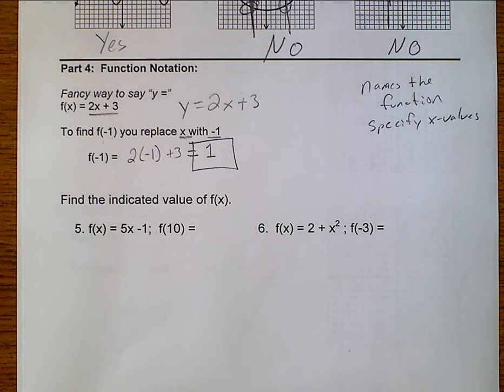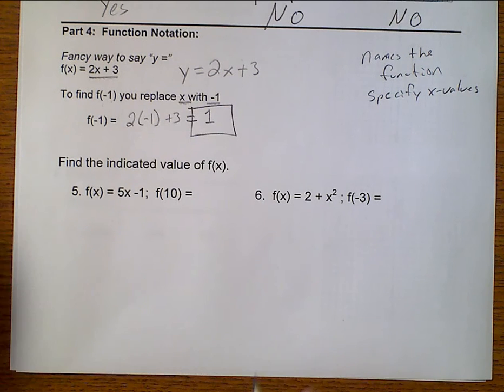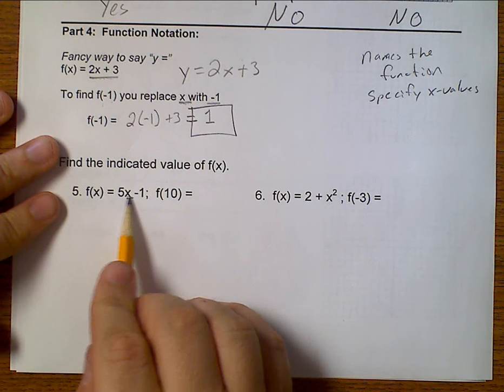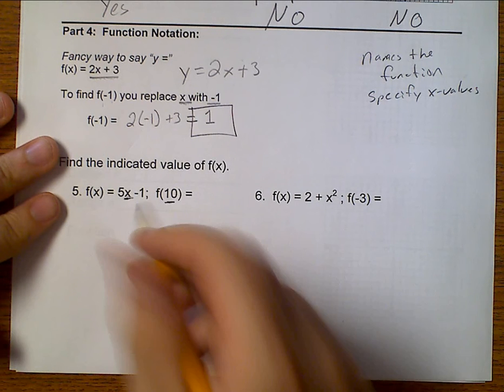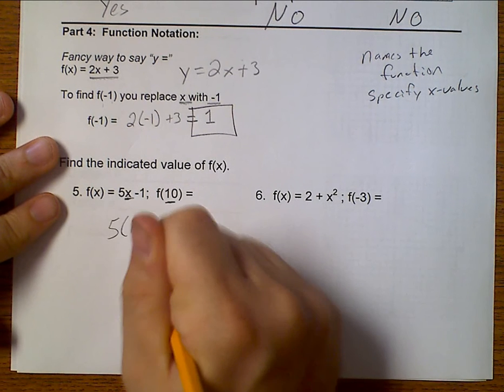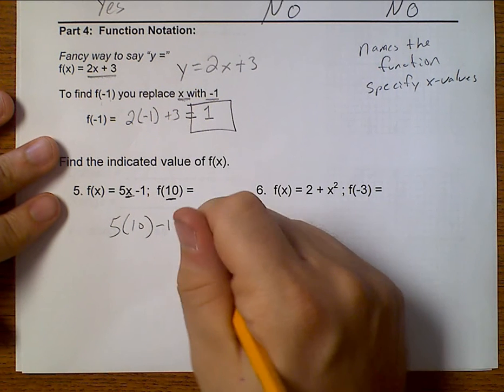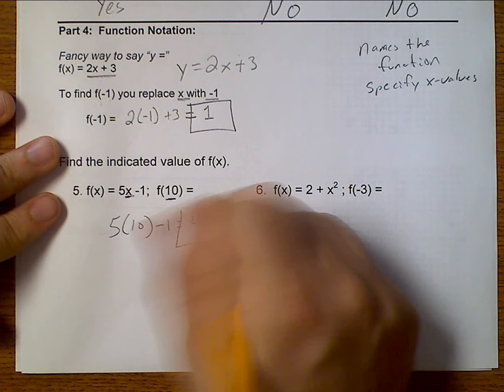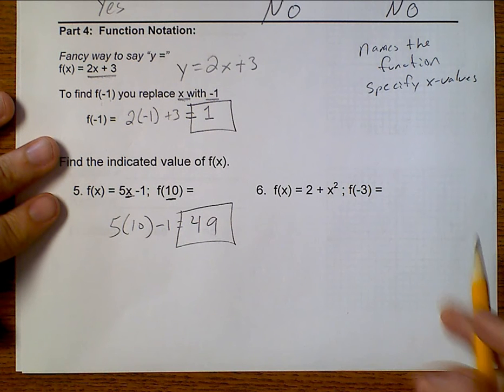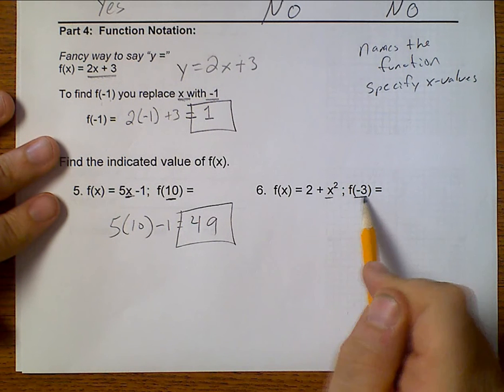Let's go ahead and try this on 5 and 6. I just replaced this x with 10. So 5 times 10 minus 1 is 50 minus 1 is 49. And over here, I replace the x with a negative 3.